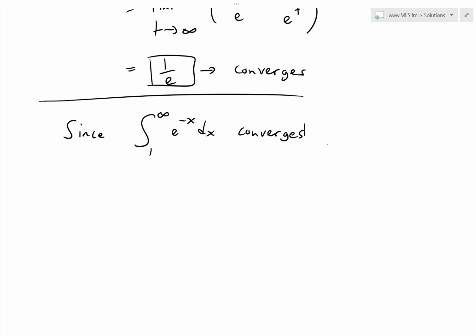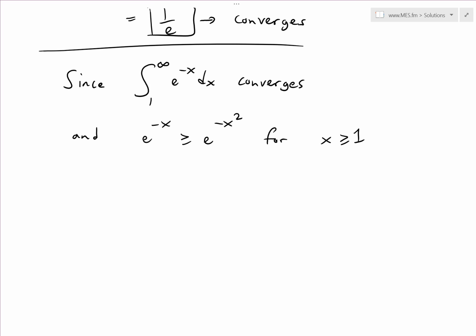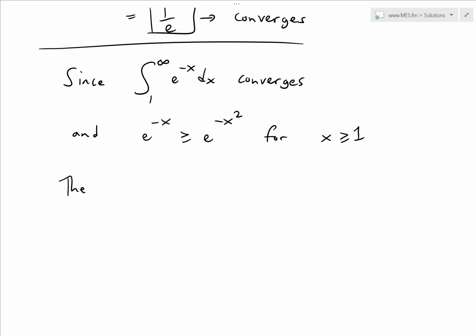and since the function e to the negative x is greater than or equal to e to the negative x squared for the domain x greater than or equal to 1, this value is always greater than this one on this interval. But since this converges, the integral from 1 to infinity of e to the negative x squared dx also converges.